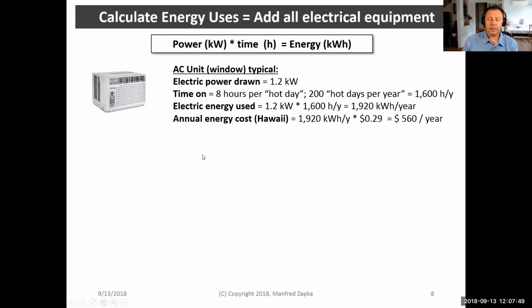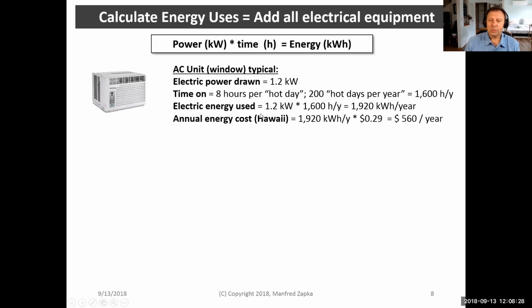So here I give you some examples, and let's go through that. It's always good to look back at the principles. Let's say we have a typical window AC unit with a power draw of 1.2 kilowatts. This would be similar to about a 12,000 BTU per hour unit, or 1 ton unit. We have the power; now we have to consider the time. Let's say we have it on 8 hours per day on a hot day, and we have 200 hot days per year. Then we would have 1,600 hours per year, which we have to account for.